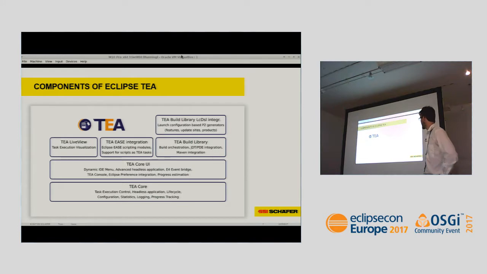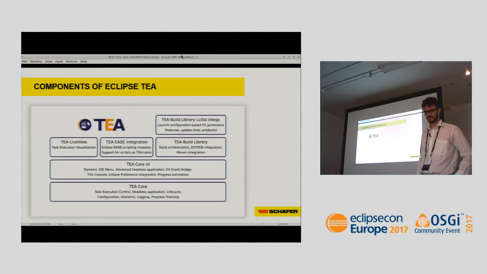Then we have the TEA Live View component, which provides a view that allows monitoring of task execution, progress reporting, status reporting, even down to compile errors. Then we have the EASE integration. EASE developers are sitting here, where we can provide tasks as scripts. So we can program in Java code that we want to execute a script as a task, and we will run that script in the workspace. And also the other way around, we can program task chains in script languages, so in JavaScript, Python, whatever.